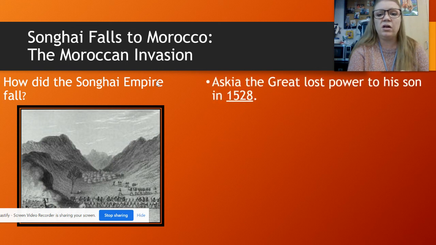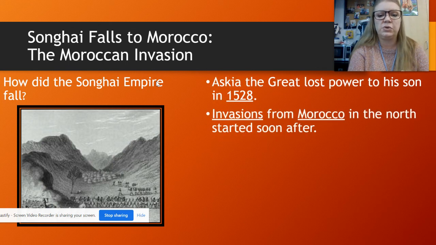And we get to the fall of the empire. Askia the Great lost power to his son in 1528. Similar to all of the other stories that we have heard, the son was not a very strong leader, and the Moroccans ended up invading Songhai. Sorry, the question for this section is, how did the Songhai Empire fall? So this actually answers part of your essential question.